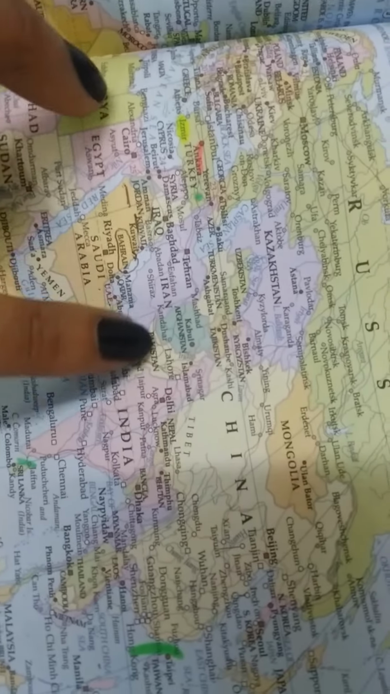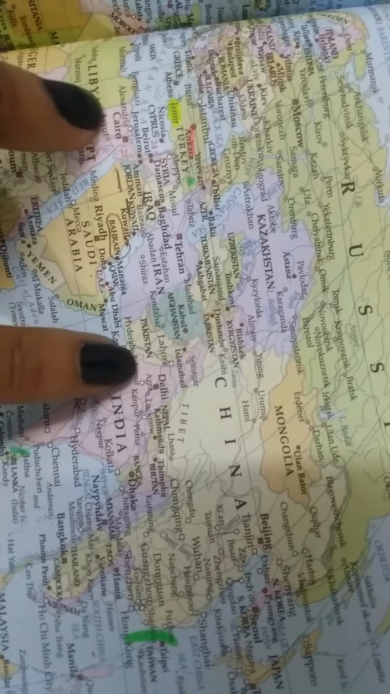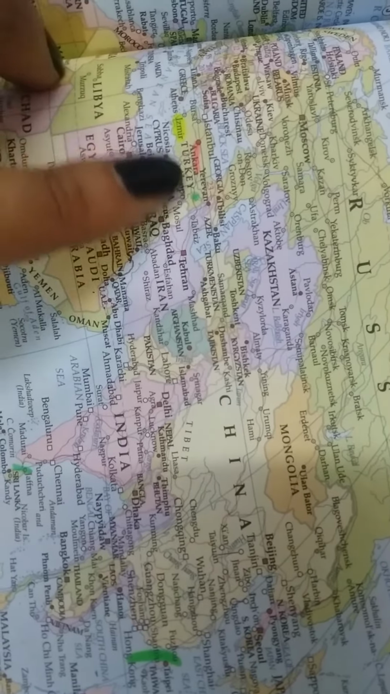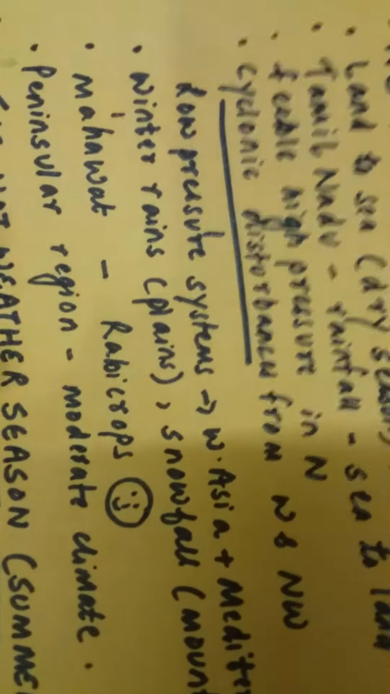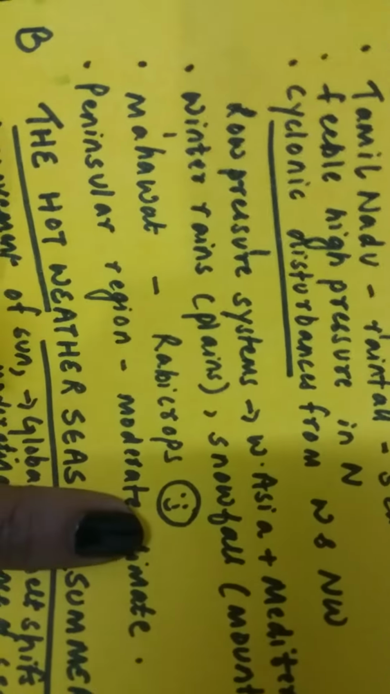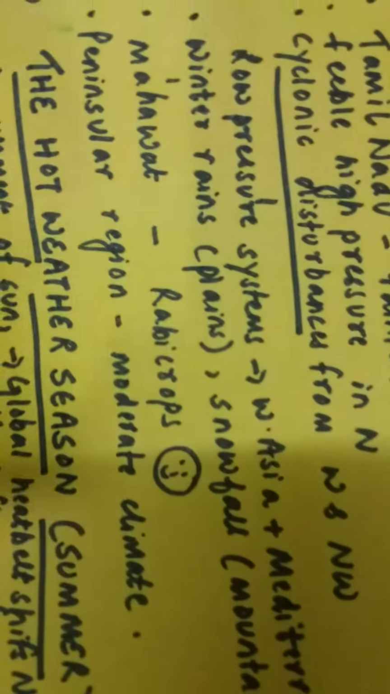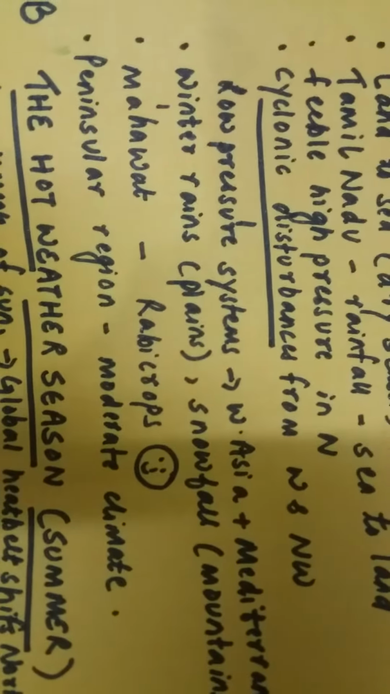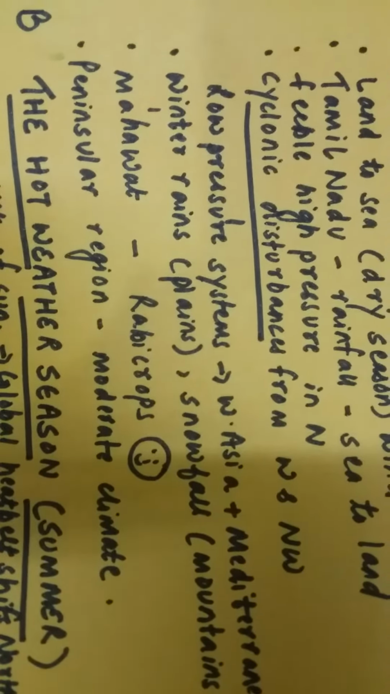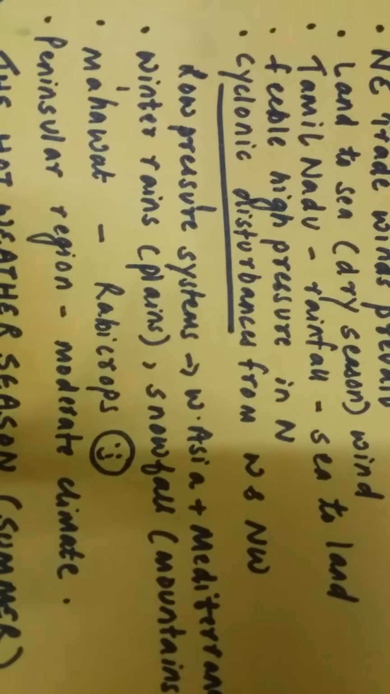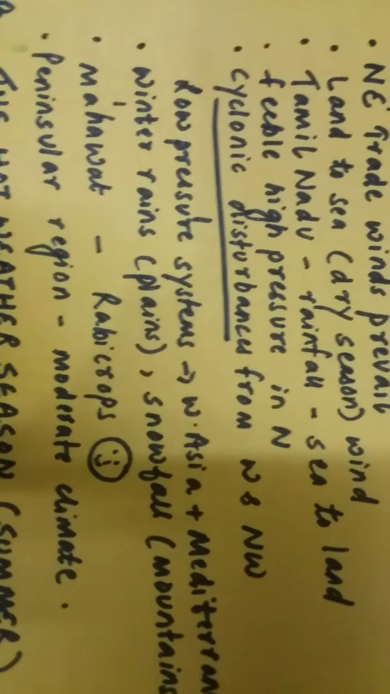This is the Mediterranean Sea, and India gets its western disturbances from this place. This is the flow of the wind, and this rainfall is very important for India because it helps in the growing of the rabi crops, which is very essential for our agriculture and economy both. The peninsular region basically has a moderate type of climate because the dynamics in the north are not seen in the southern part. I hope the winter season is clear.